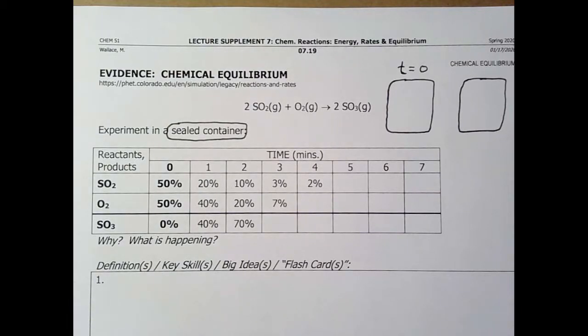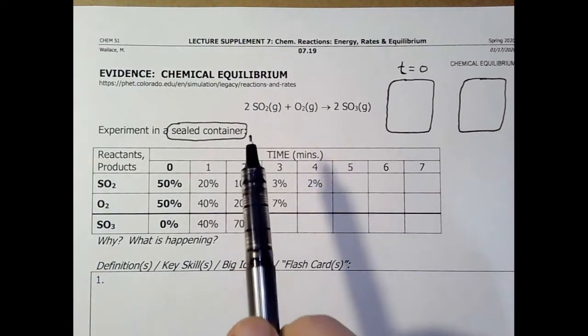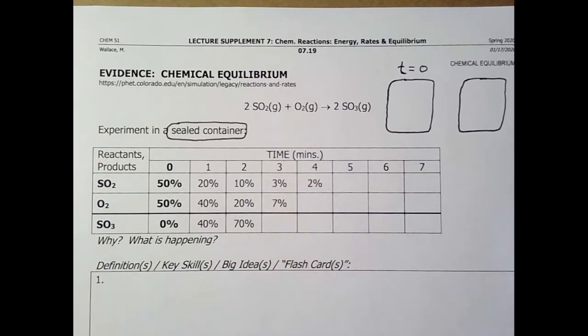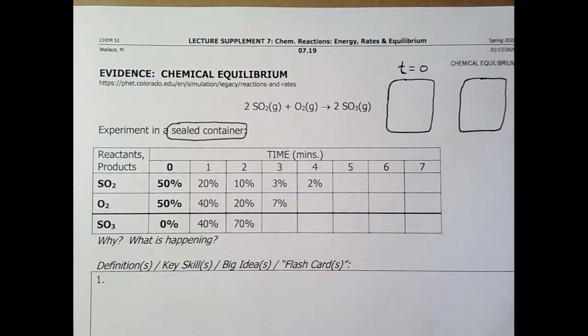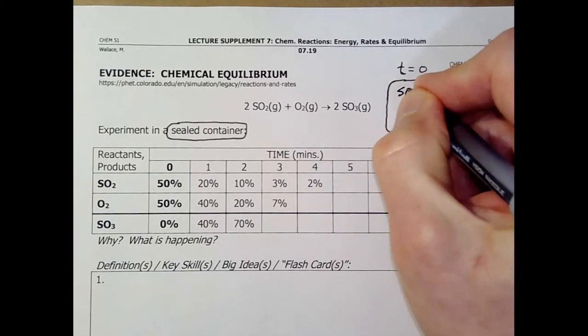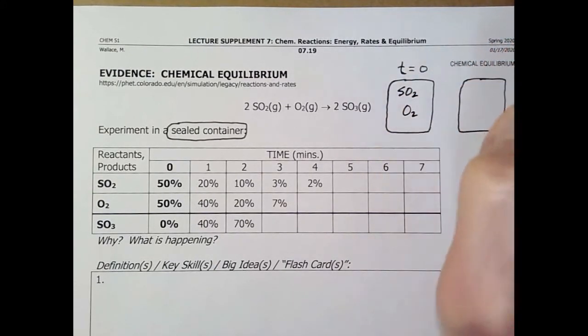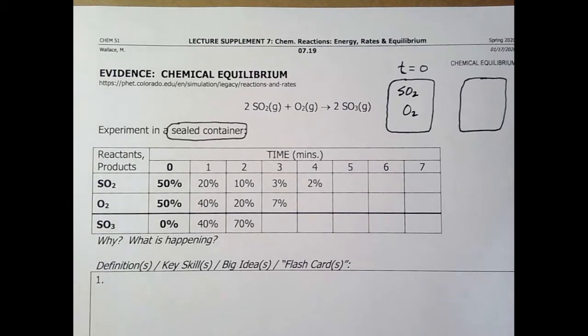So I want you to imagine I'm going to react sulfur dioxide with oxygen. Here's my picture of a reaction vessel. Initially, I'm going to put SO2 gas and O2 gas in there, and then start the timer. And later, a minute, 2, 3, 4, I'm going to check the concentration inside the reaction vessel.